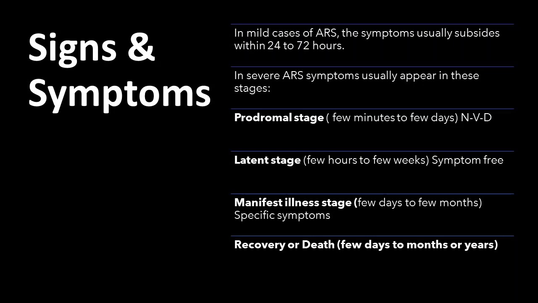Prodromal stage, which lasts for a few minutes to few days, marked by nausea, vomiting and diarrhea. Latent stage, which may last from few hours to few weeks. In this stage, the patient becomes symptom-free. Manifest illness stage, which is marked by specific symptoms related to circulatory system, nervous system, gastrointestinal system and hematopoietic tissue. Fourth stage may be recovery or death, which may occur within few days to months or years.